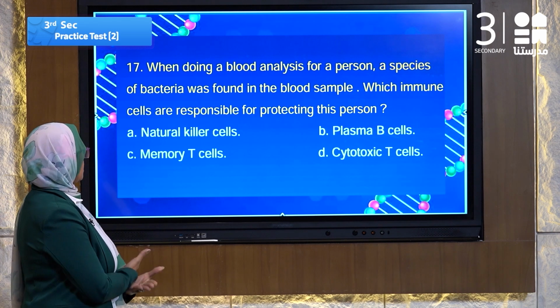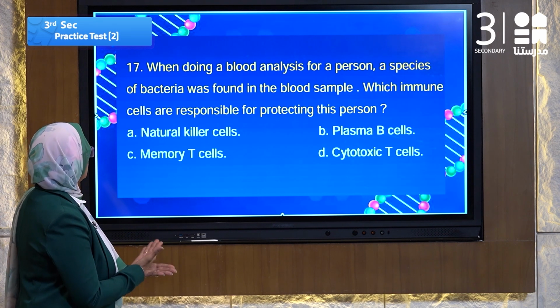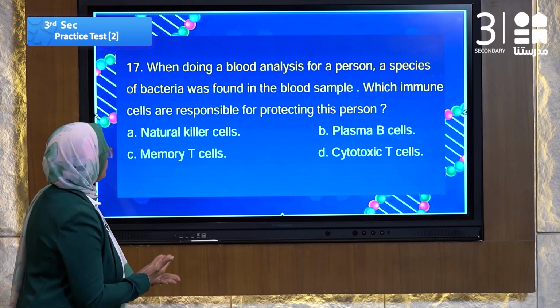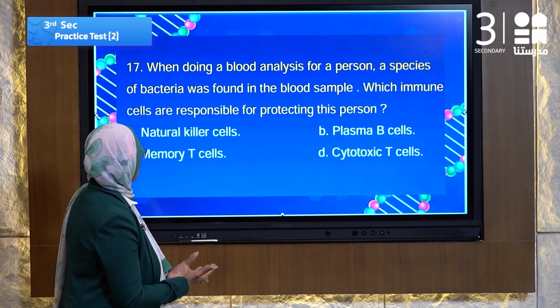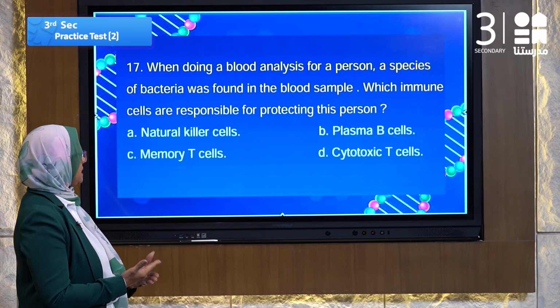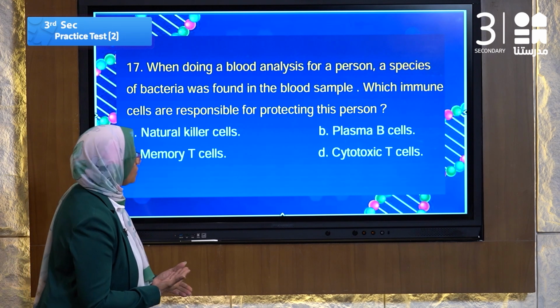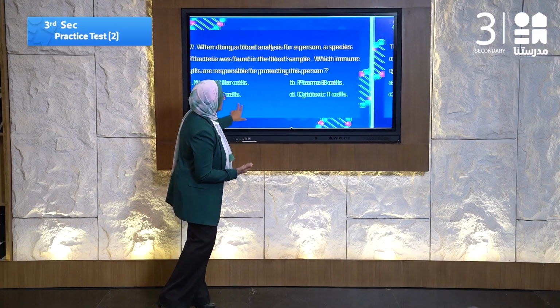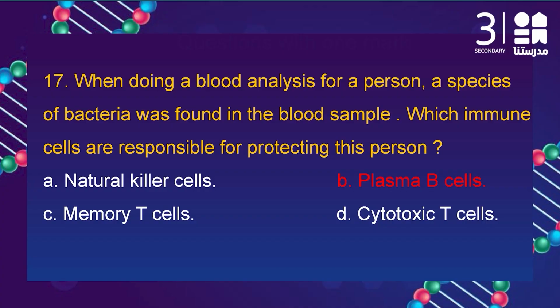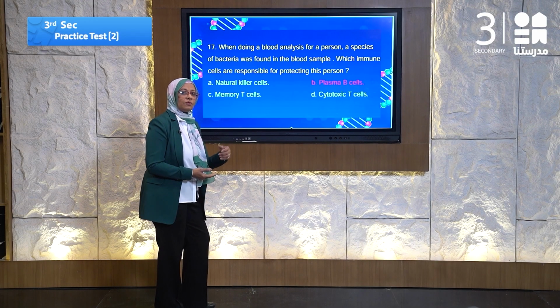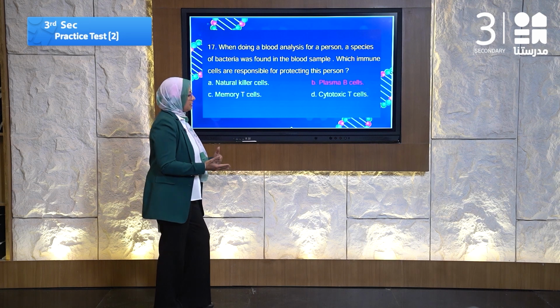Let's read the choices. A, natural killer cells. B, plasma B cells. C, memory T cells. D, cytotoxic T cells. Let's go to the answer. The plasma B cells are found in the blood. The plasma B cells protect this person from the bacterial infection inside the blood.